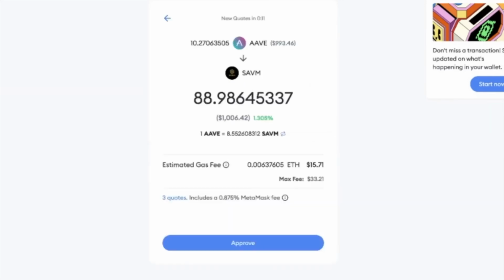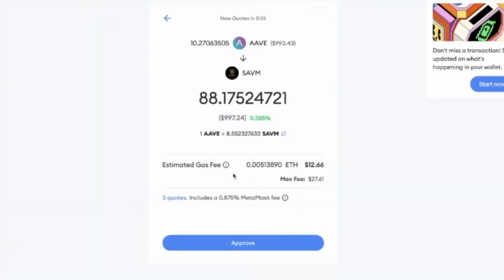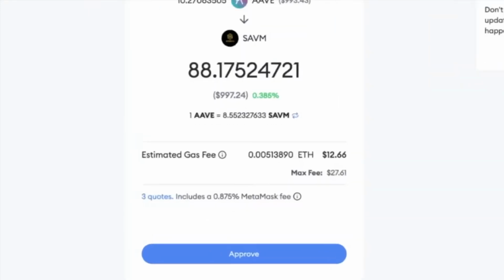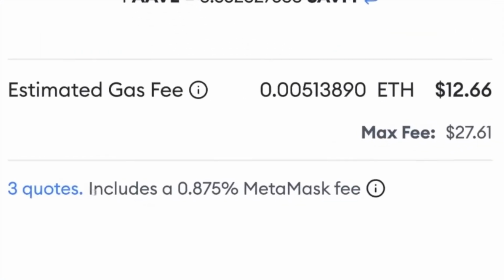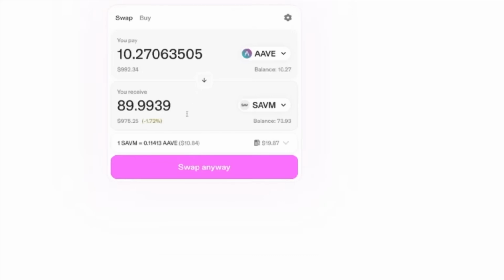Get quotes. And what it's doing right here is it's actually connecting to Uniswap to make it very simple. However, you will notice one thing. You're going to get 88.986 with the MetaMask wallet, and you're going to get 89.99 over on Uniswap. Why is that? It's because there is a fee, and it states right here, 3 quotes, includes an almost 1% MetaMask fee, which of course drives up the price a little bit. So here it is easier, and here it is a little bit cheaper, just so you know.